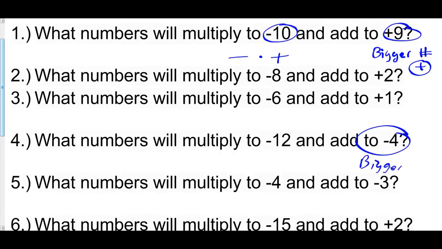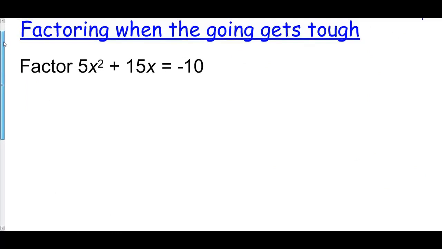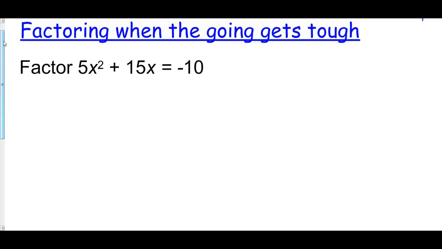If you're looking for numbers that multiply to negative 12, well, the bigger number is going to have to be negative if they add to negative 4. The bigger number will be what it adds to. If it adds to a negative, the bigger number is negative. If it adds to a positive, the bigger number is positive.